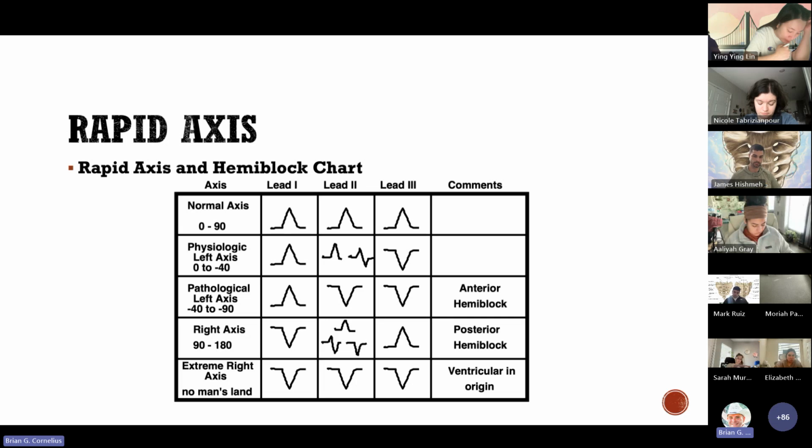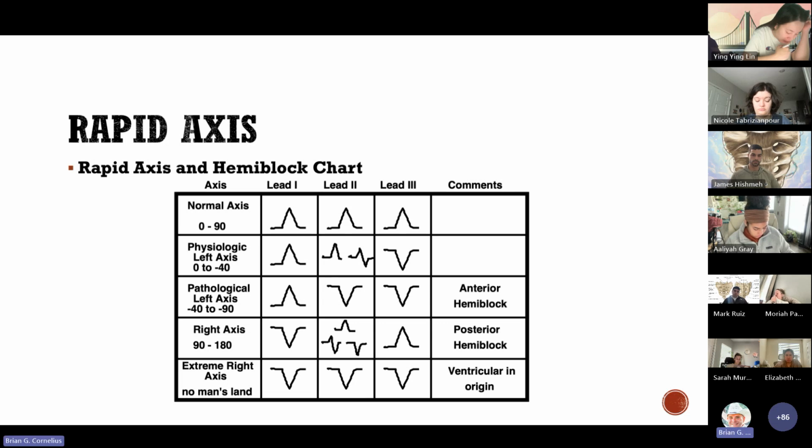So for a physiologic left axis, which tends to not be clinically significant, I'll have a positive impulse in lead 1. Lead 2 may be positive or transitional, depending on exactly where it transitions through the ventricles. And then lead 3, because I'm deviating to the left, will be negative because I'm moving away from that lead 3. Pathological, which is where we really worry about it being a clinically significant left axis, because I may have blockade of that anterior hemifascicle, is that I'll have a positive lead 1 because I start down through the ventricles in a normal fashion, and then for lead 2 and lead 3, I'm transitioning off to the left.